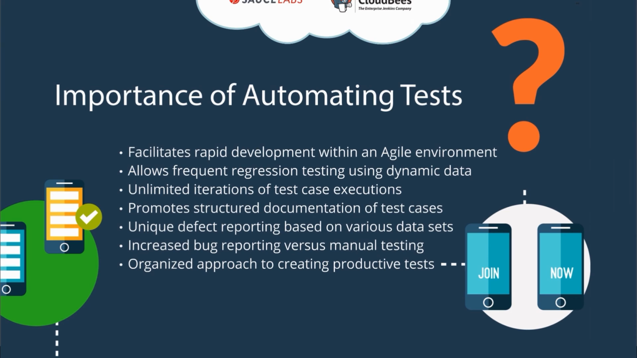You're also given the ability to run the test any number of times, being executed in parallel. The whole process promotes organized and structured documentation of specific test cases. Using various data will also allow you to discover unique defects based on the data passed to the test. Compared to manual testing, the automation process increases bug reporting. Overall, this organized approach will allow testers to create more productive tests.